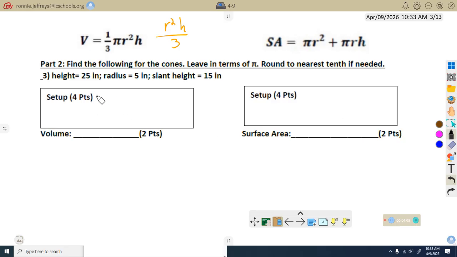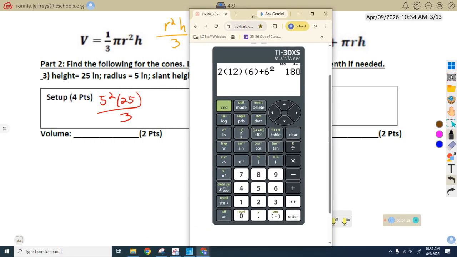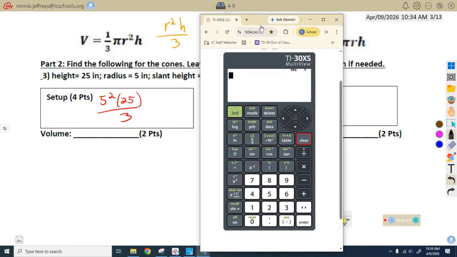All right, so let's see. 5 squared, 25 over 3. Now, if you get an answer like this, the direction says round to the nearest tenth if needed. This would be needed. How do you change this fraction to a decimal?